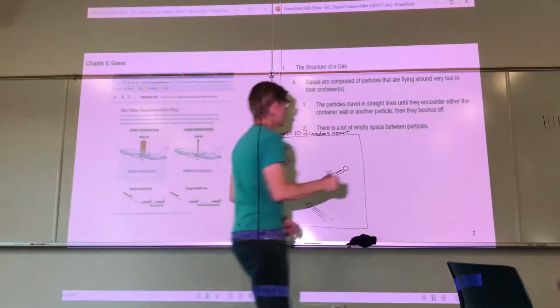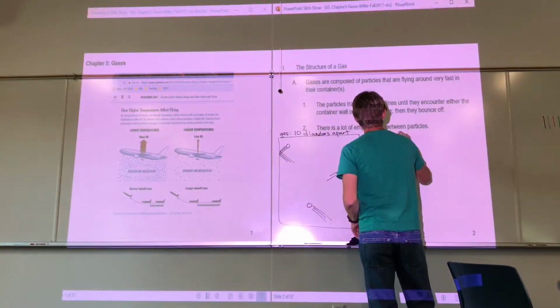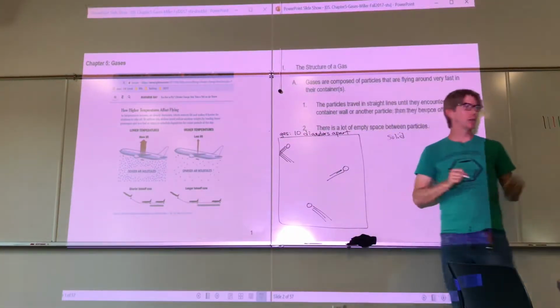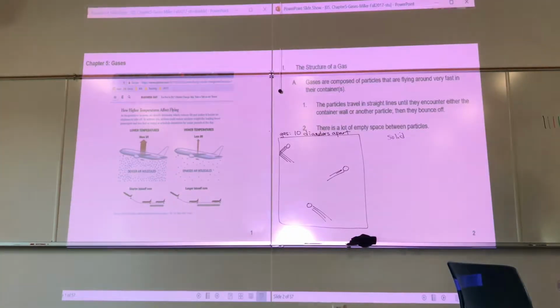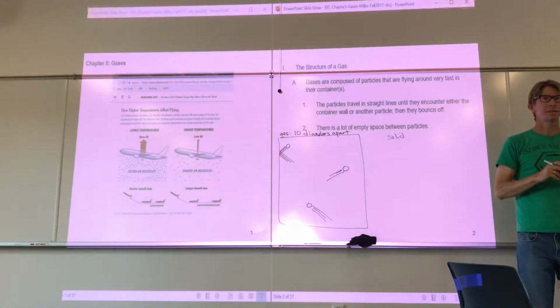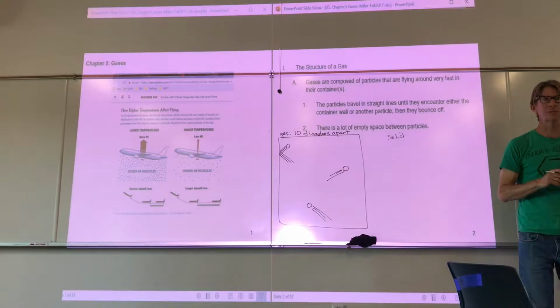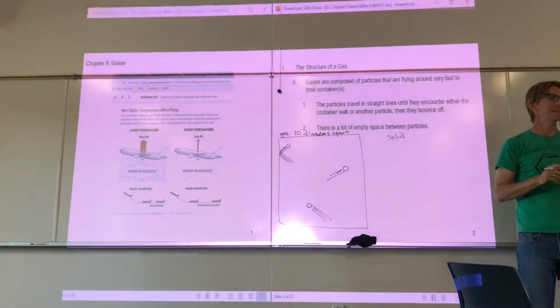Now, by comparison, if we were to draw a solid, you should draw a question. Bodhi: So if you increase pressure, they get closer to each other? If you increase pressure, they get closer to each other, yes. And gases can be compressed unlike water? Gases can be compressed, unlike solids and liquids like water, yeah.